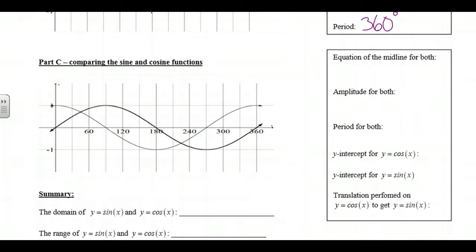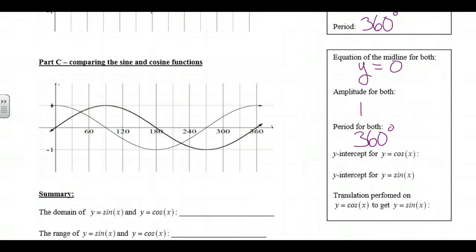So if we compare the sine and cosine functions, we can see that really if you just take this function here and shift it over, then it's just going to lie on top of that one, right? So they're really just a phase shift away. What's the equation for the midline of both of these? Y equals 0. What's the amplitude for both? What's the period for both?